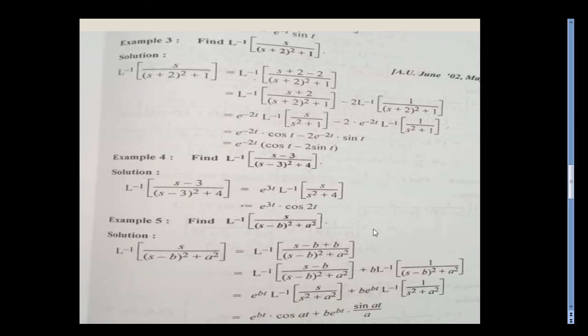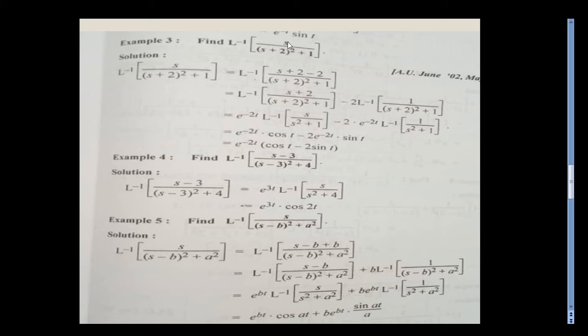Then find L inverse of 1 by s minus 3 by 2 plus s by s square minus 1. Split into 2 parts, L inverse of the first term and L inverse of the second term. We get the answer: L inverse of 1 by s minus a is e power at. What is a? 3 by 2, so e power 3 by 2 into t. And here it is a minus with s in the numerator. We can write cosh of at. What is a? 1. So cosh t. That is the formula for the second term.